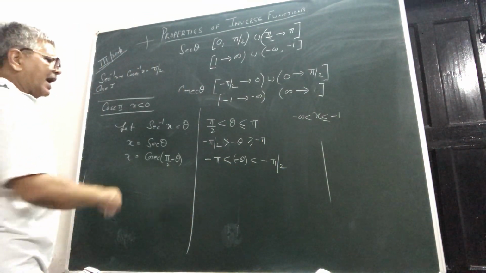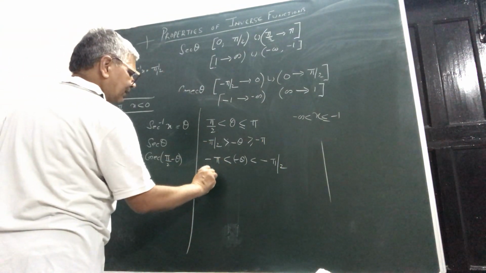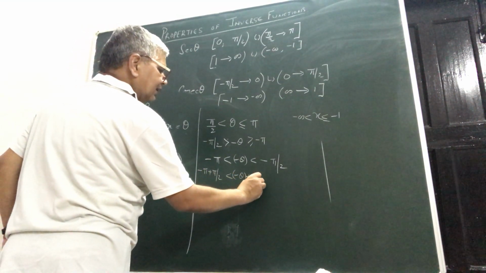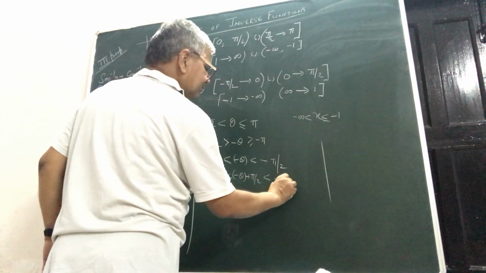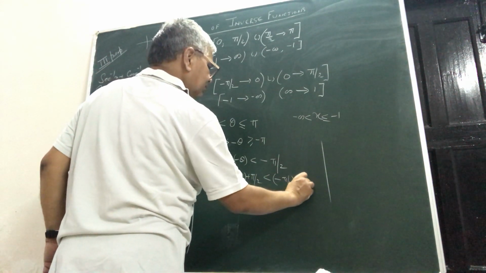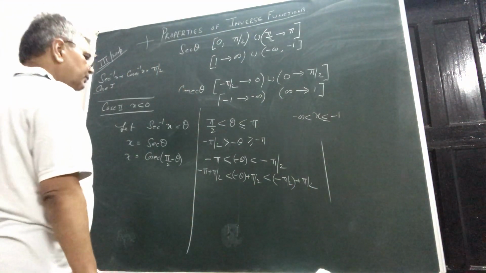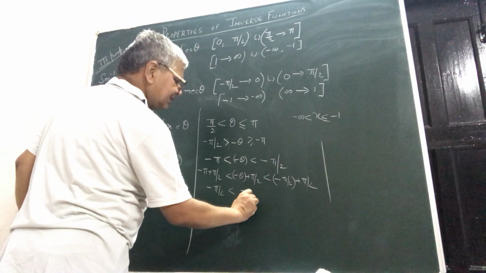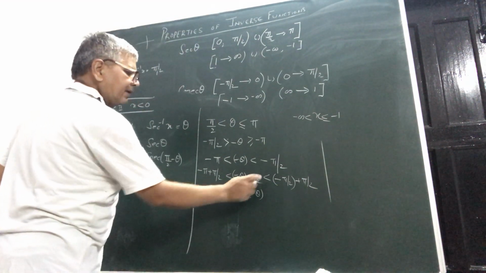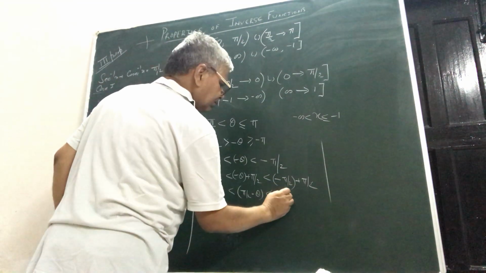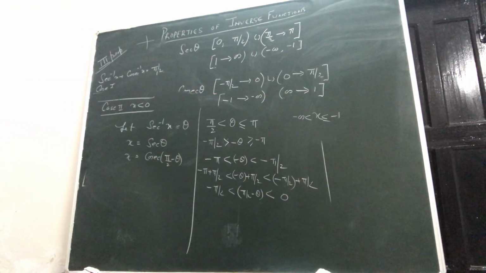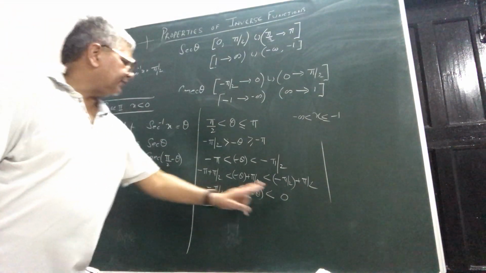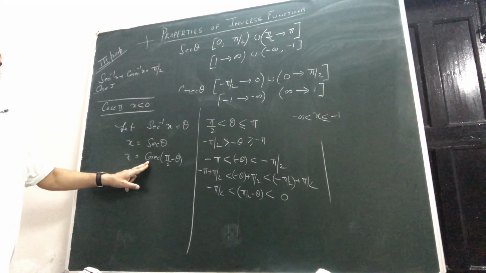Then add pi by 2 to each part. If you are adding something, it hardly changes the inequality. Minus pi plus pi by 2 is minus pi by 2, and minus pi by 2 plus pi by 2 goes to 0. Now see, pi by 2 minus theta lies between minus pi by 2 and 0. And this is precisely the principal branch of cosec.